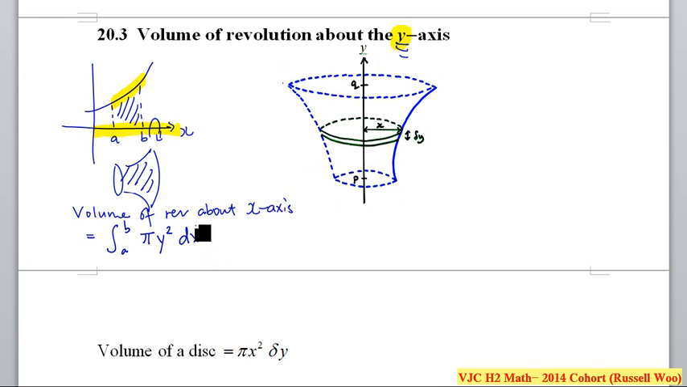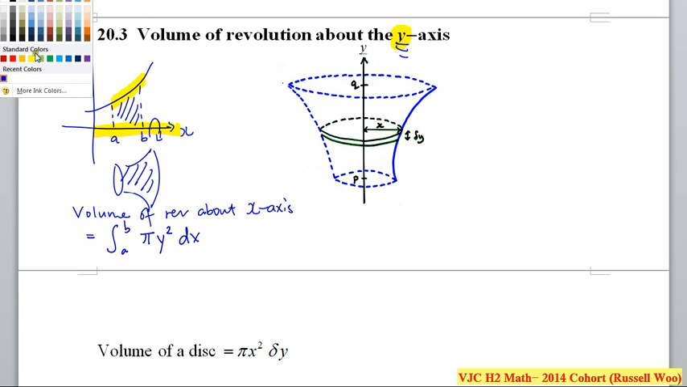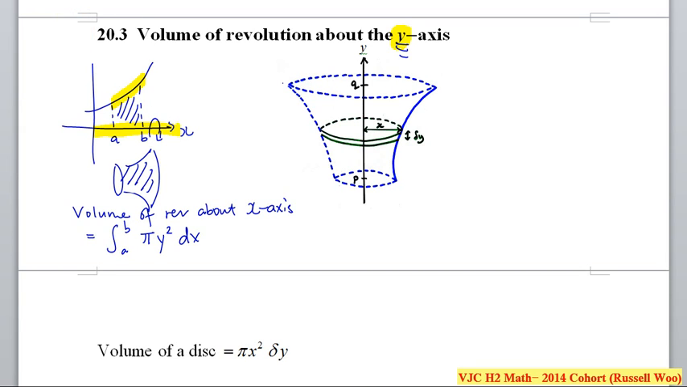Why pi y squared dx? Because you talk about each slice. Each slice here, this is delta x, just already consider the limits, and the radius is y. So each slice is pi y squared dx, and we sum it up.